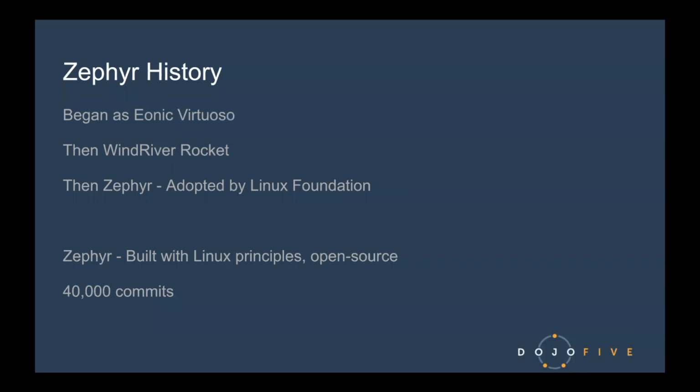So enter Zephyr. It began as, I don't even know how to say that company, Ionic Virtuoso. This is an RTOS that existed in the early 2000s. They had a little bit of traction, but they weren't really seeing a lot of opportunity, and eventually Wind River bought them, looking to expand their line of RTOSs.